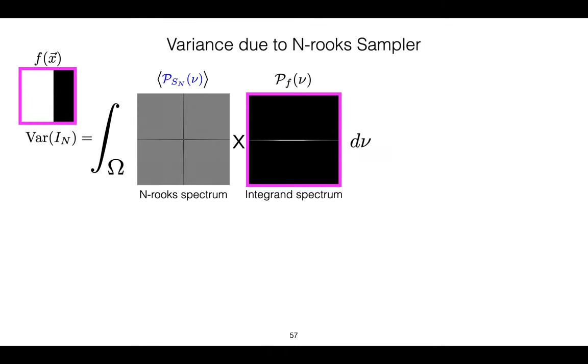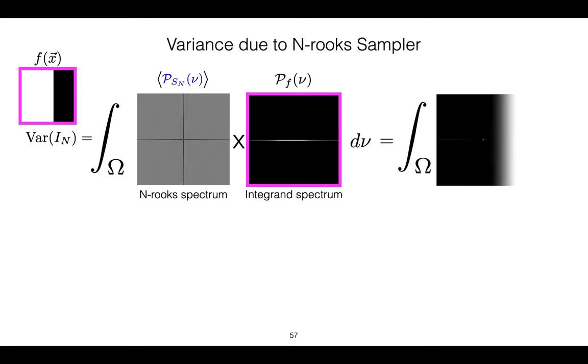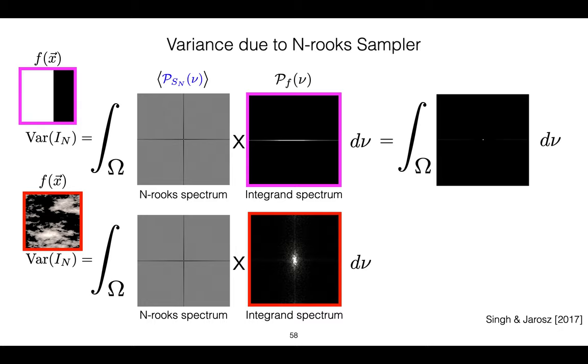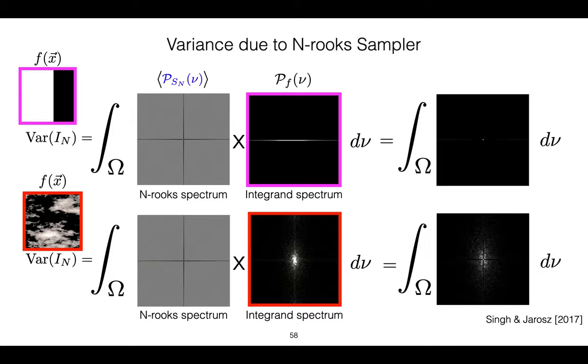To understand this better, we look at this simple function, a step function here, which has a corresponding power spectrum with all the energy in the horizontal direction. When we perform this product, since the sampling power spectrum's no-energy region aligns with the high energy region of the integrand spectrum, the corresponding product is low, which results in lower variance. However, if you have an integrand which has the power spectrum spread all over the place, these anisotropic structures will not help much, and their variance would be higher.